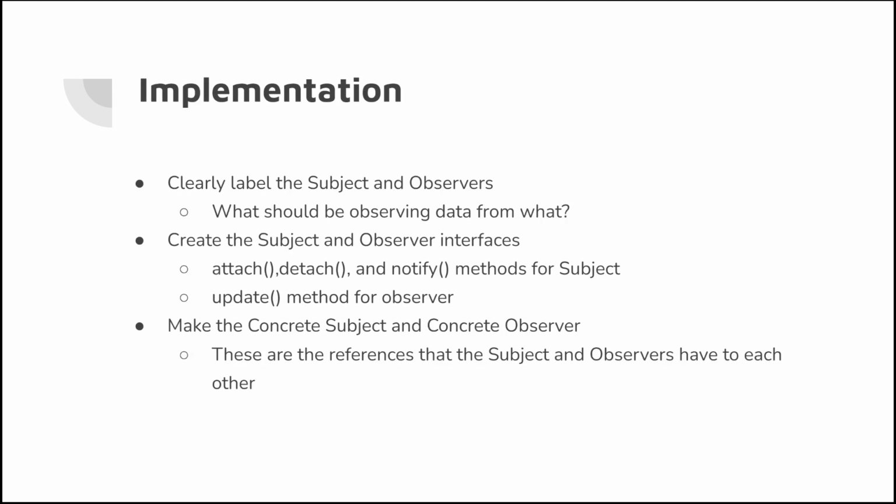So if you were to implement this design pattern, what should we do? The first step is to clearly label the subject and observers. What data structure should be observing data from what? And then create the subject and observer interfaces from that. We want to have attach, detach, and notify methods for the subject, and an update method for the observer. These will allow the two to communicate with each other. And then we want to make concrete subject and concrete observer classes. These hold the references that the subjects and observers have to each other, which allow them to communicate effectively.